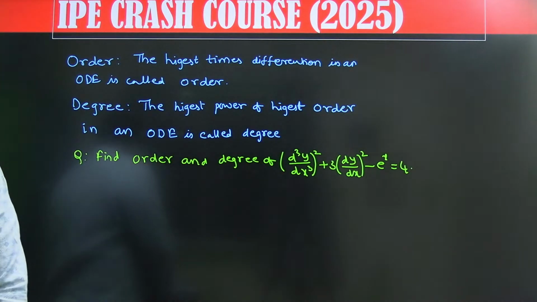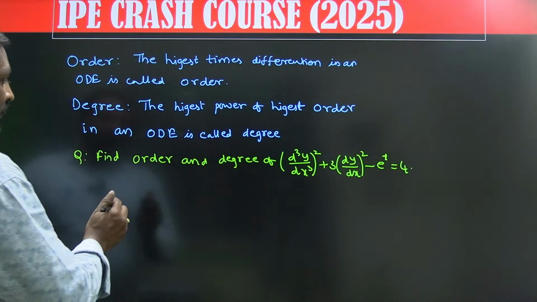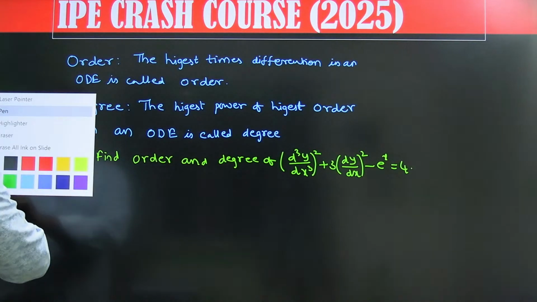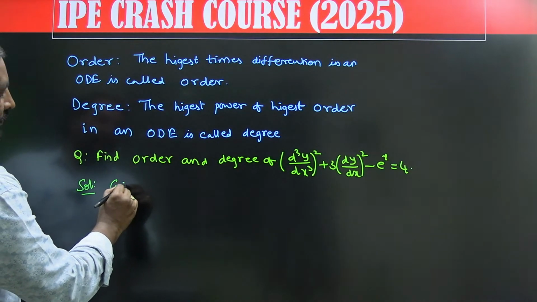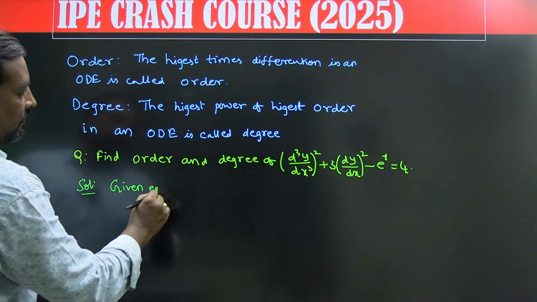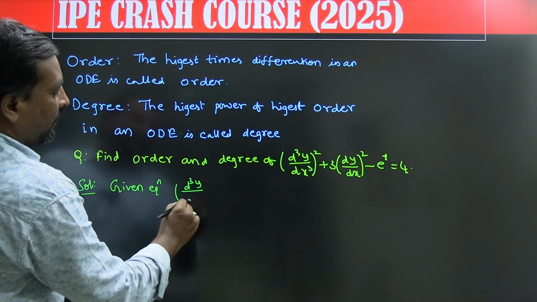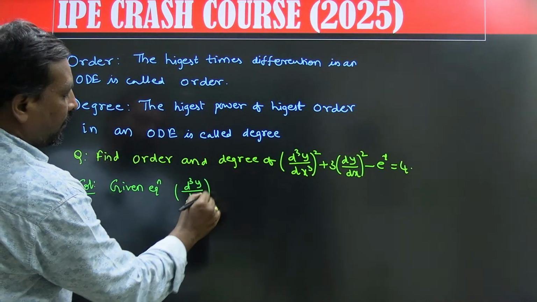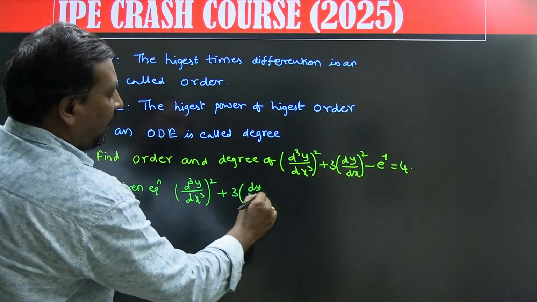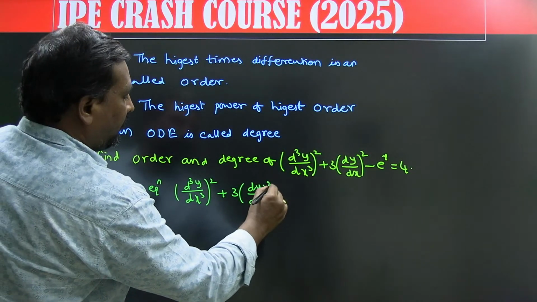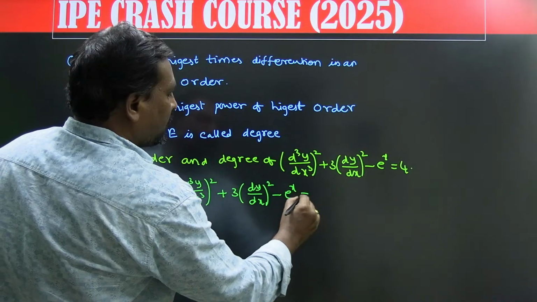Find the order and degree of this differential equation. So this differential equation here, the solution: given equation, first we have to write the given equation: (d cube y by dx cube) whole square plus 3 into (dy by dx) whole square minus e power x is equals to 4.